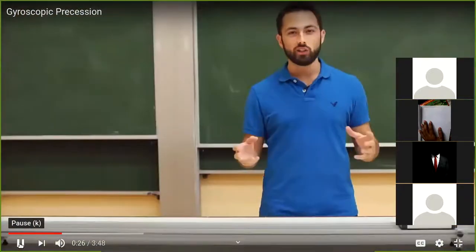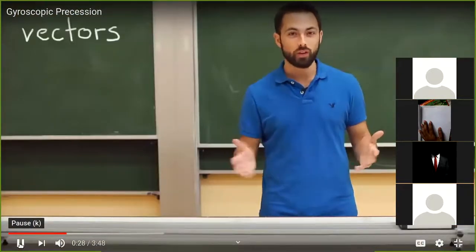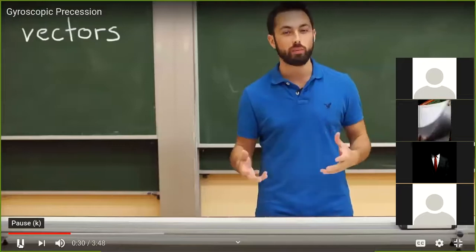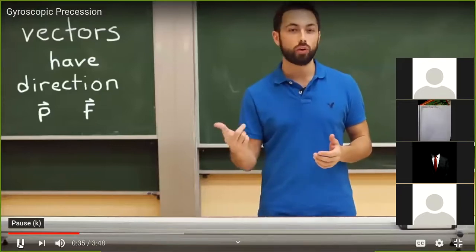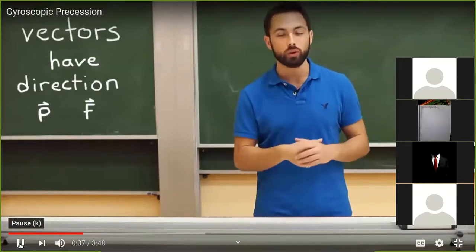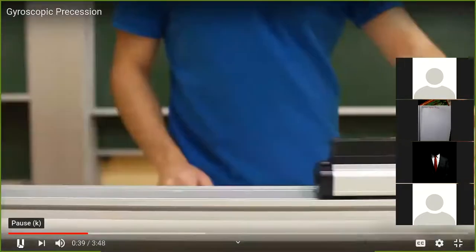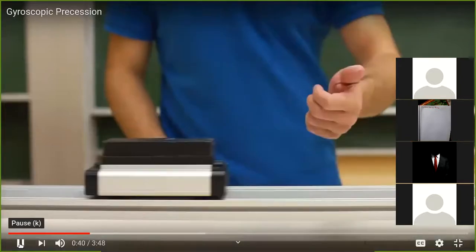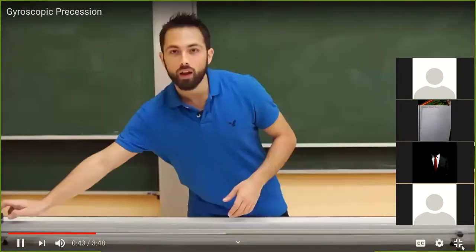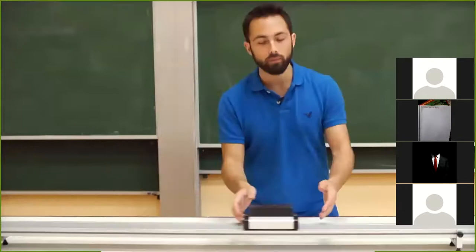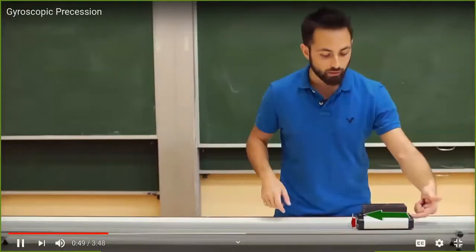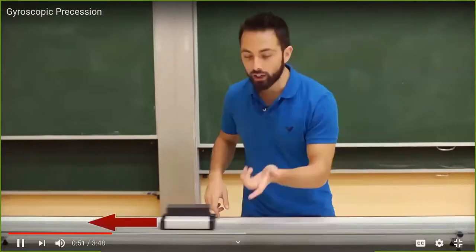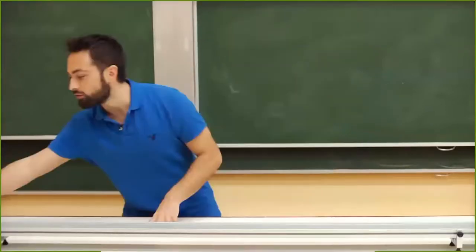The first thing I need to do is talk about vectors, because a lot of things in physics are vectors. That means they have direction. So an example would be momentum and force. Those are two examples of some pretty common vectors. So if I have a cart moving along here, it has some momentum in that direction, and if I apply a force to it, I can change its momentum. So for example, if I push it to the right, then its momentum will increase to the right. It all makes a lot of sense.